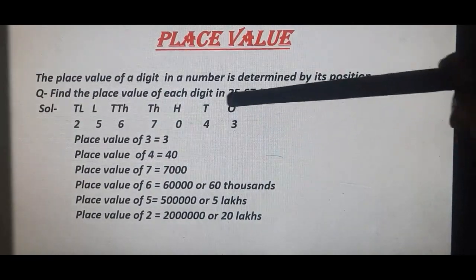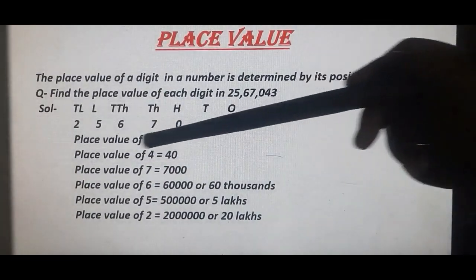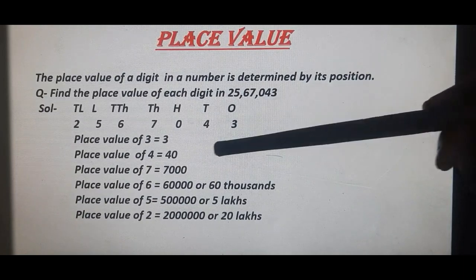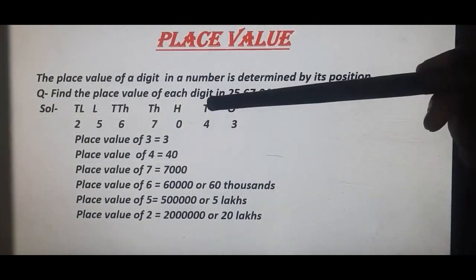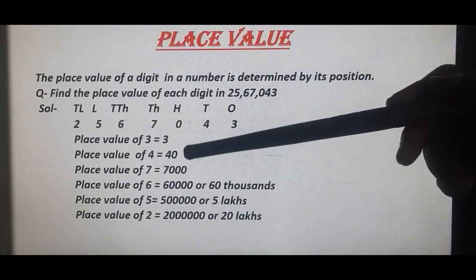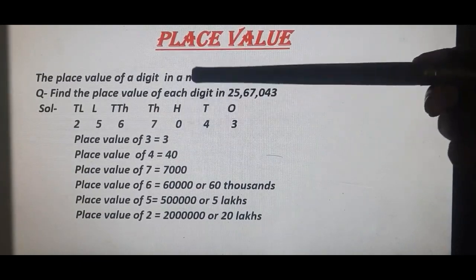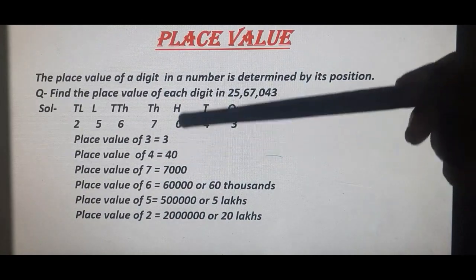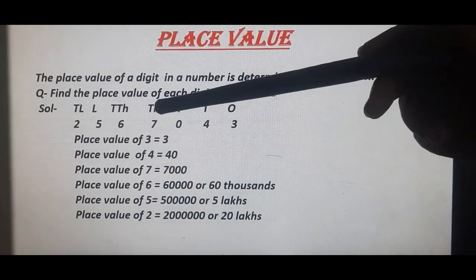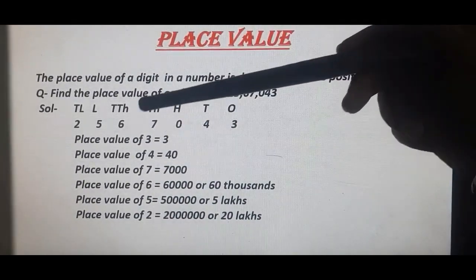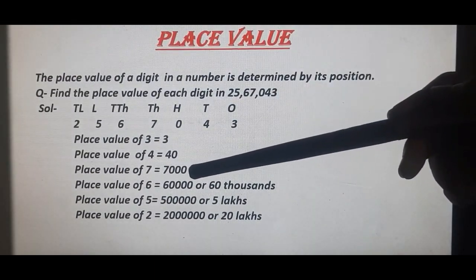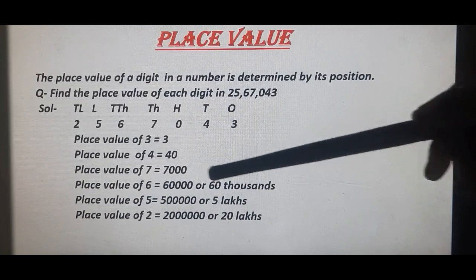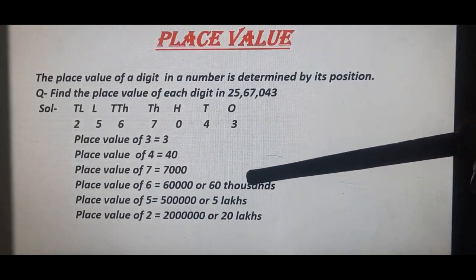First of all, see this first digit 3. Place value of 3 is 3 ones, that is 3 only. Place value of 4 is 4 tens, that is 40. Place value of 0 is 0. So if you want, you can write it down here, otherwise you can leave it also. Place value of 7. 7 is at the 1000 place, so it is 7 into 1000, that is 7000. You can write 7000 in words also.